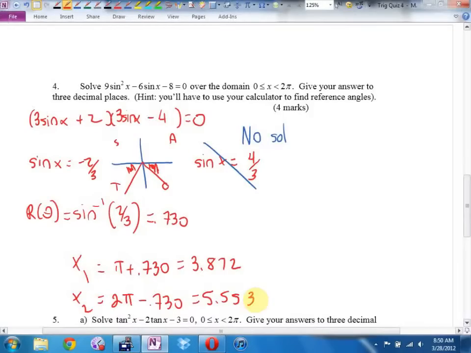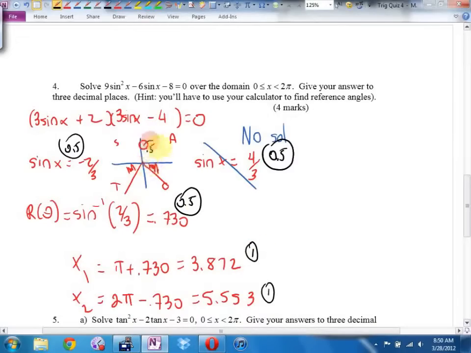No, I'm good. In terms of marks, I would probably do something like this. You'd get a half mark for crossing out the no solution. You would get a half mark for getting that factor. You would get a half mark for the reference angle. You would get 1 mark for that, 1 mark for that, and I'd probably give you a half mark for getting the correct quadrants. Is that 2? 1, 2, yeah, something like that.